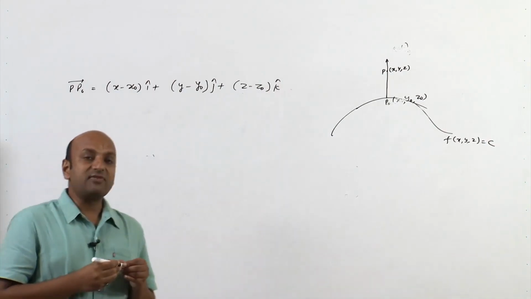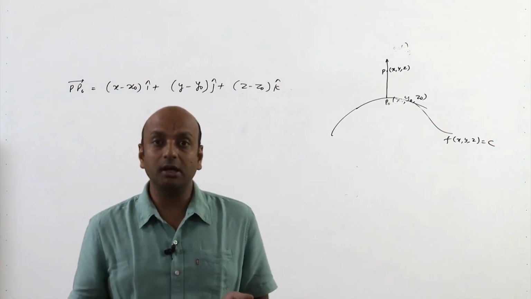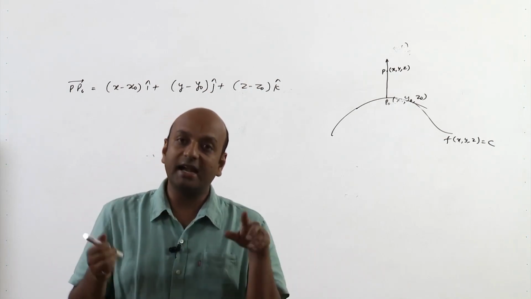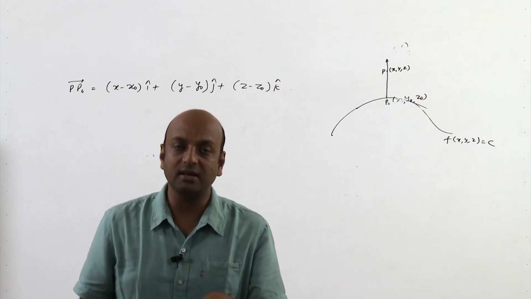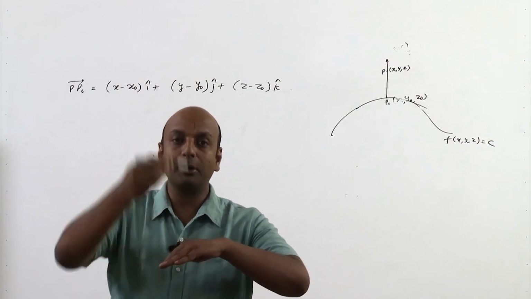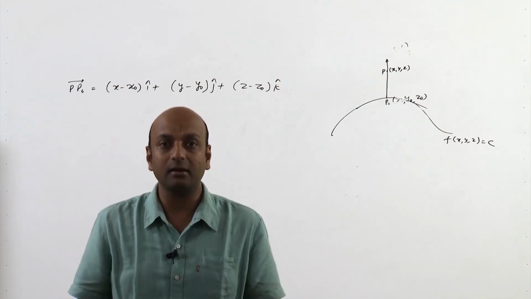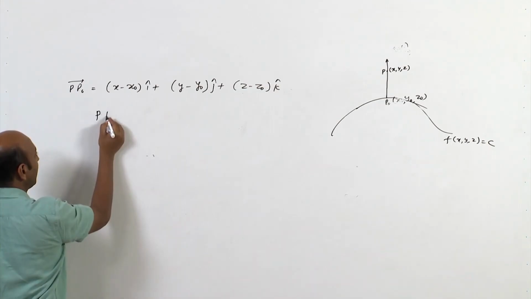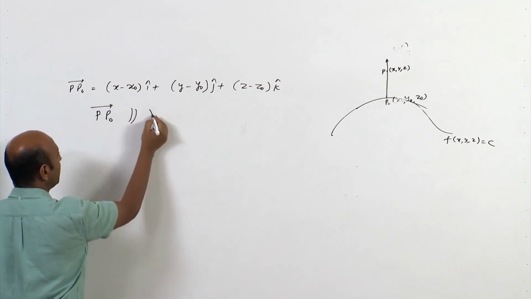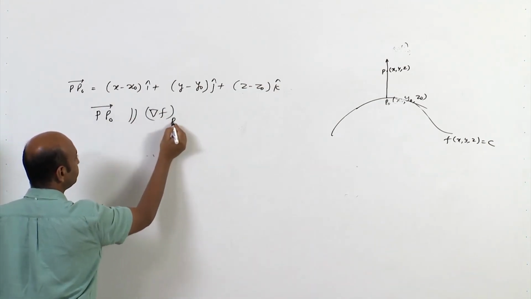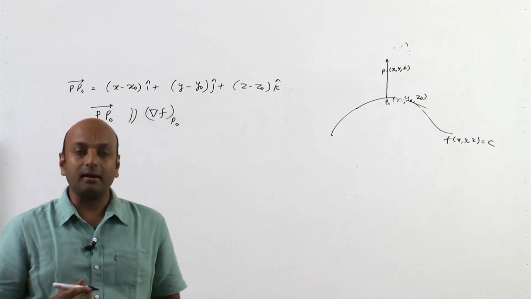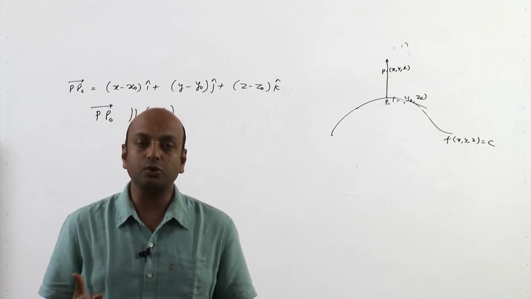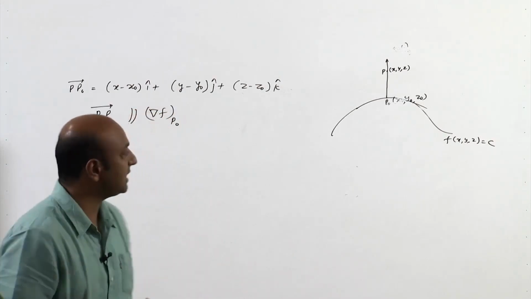Now, this vector is where? This vector is on the normal line, normal to a surface, and the gradient of f is also normal to the surface at P naught. So both vectors are normal to the surface, which means both are parallel. So we can simply say that the vector from P naught will be parallel to the gradient of f at P naught. Since they are parallel, they have the same ratios.